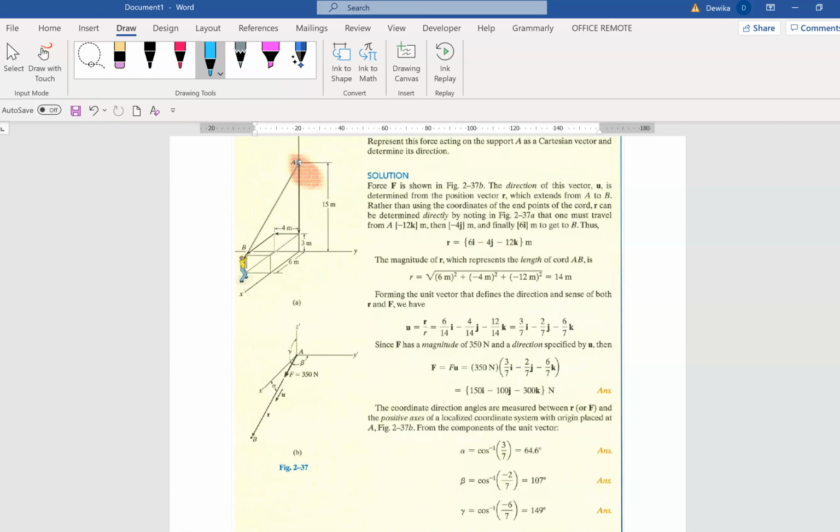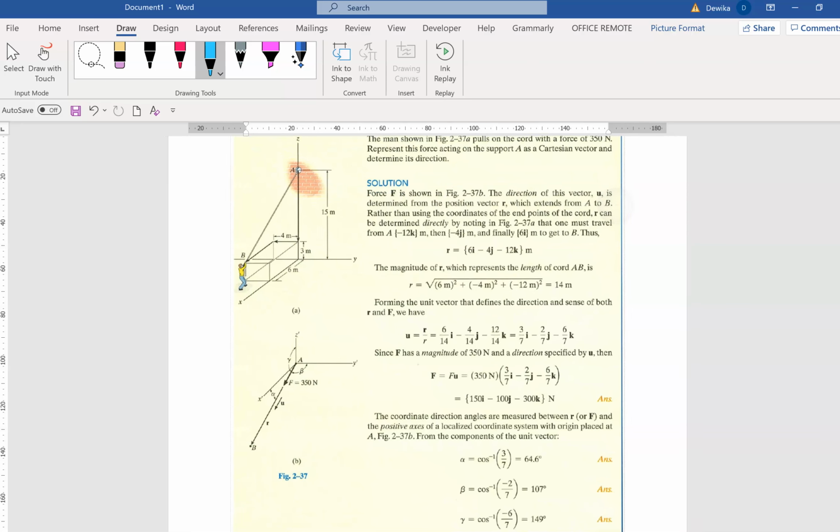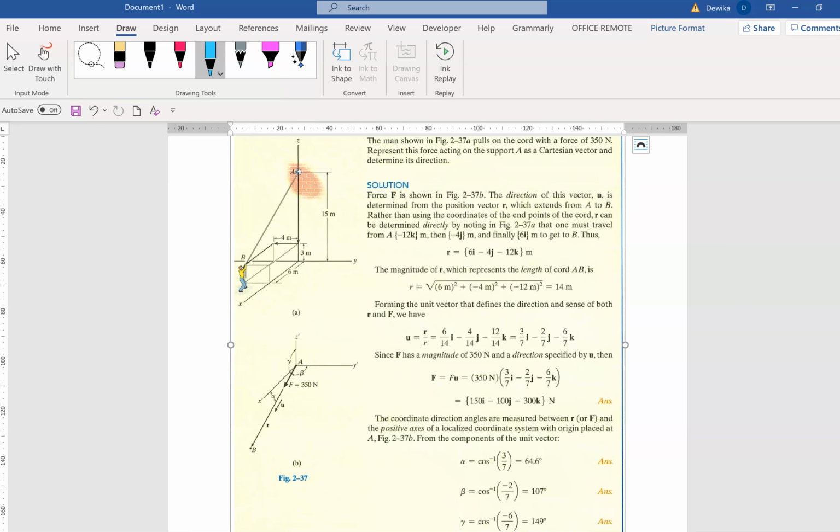Okay, let's work on this then. Example 2.11 from your textbook, page 60. We have this man here who pulls a cord with a force of 350. He pulls the cord with 350, which represents this force acting on the Cartesian support A, and we need to determine its direction. So how do you do it?